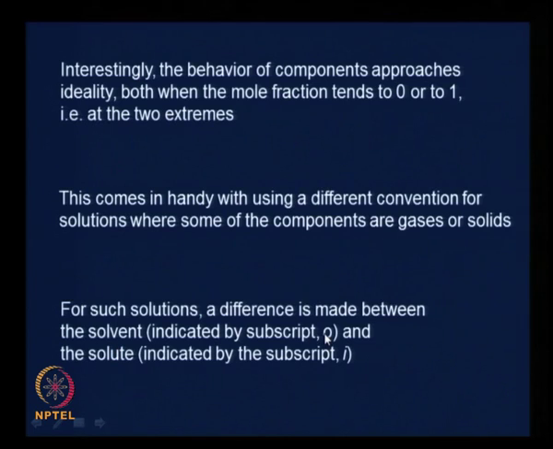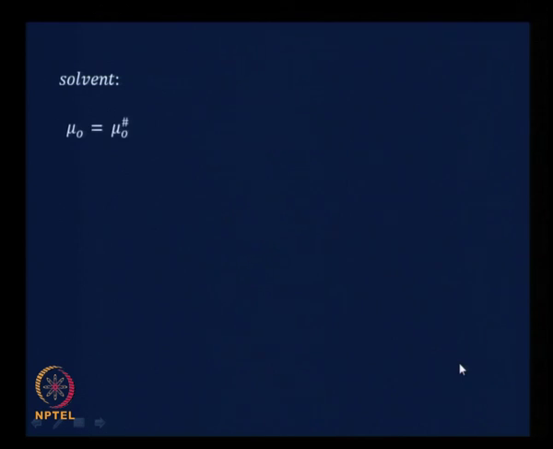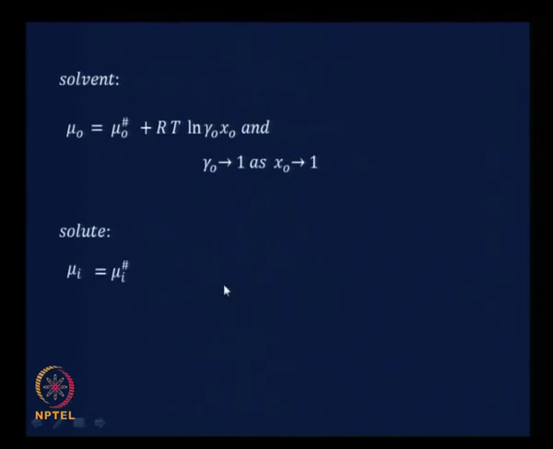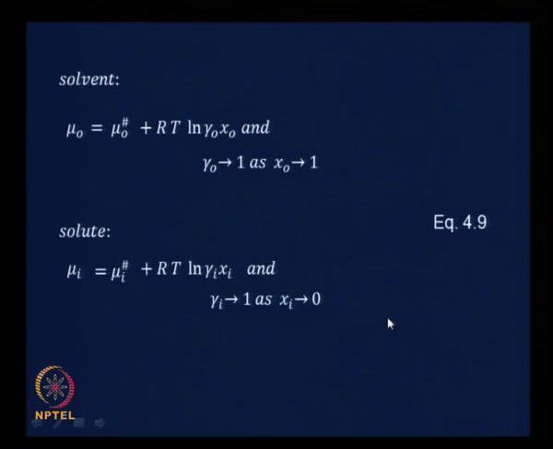For the solvent we had used a subscript O, and the solute we had used a subscript I, and therefore we could write for the solvent mu O equals mu O hash plus RT ln gamma O xO, along with the completeness of this activity coefficient: gamma O tends to 1 as xO tends to 1. This is for the solvent, and for the solute mu I equals mu I hash plus RT ln gamma I xi, and gamma I tends to 1 as xi tends to 0. This was equation 4.9, and this is where we had finished up yesterday.